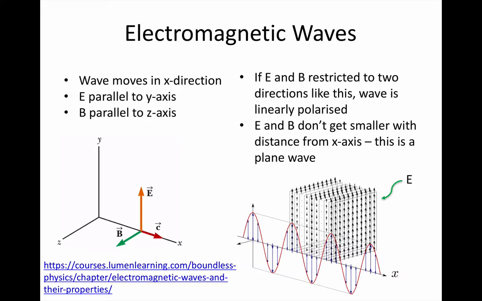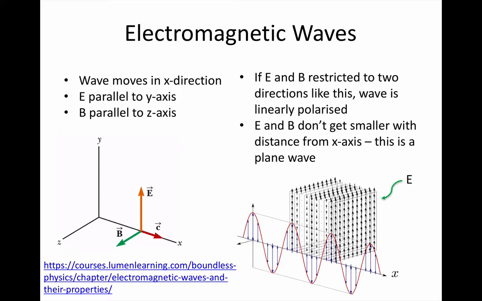So, from all of the calculations we've done, we find that electromagnetic waves look like this. If the wave is traveling in the x direction, which we call the direction of propagation of the wave, then the electric and magnetic fields are in the y and z directions. Waves where the electric and magnetic fields are restricted to being parallel to the y and z axes are called linearly polarized waves.